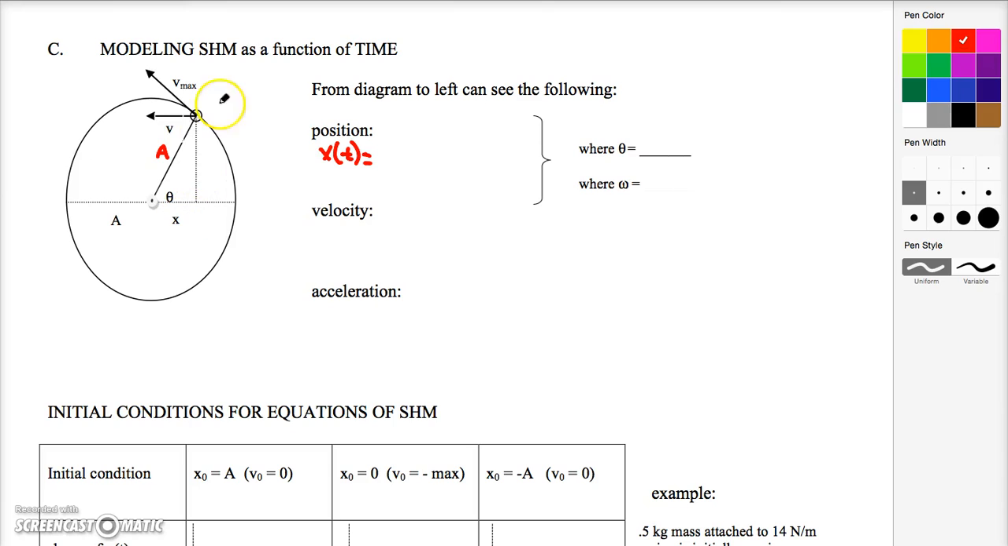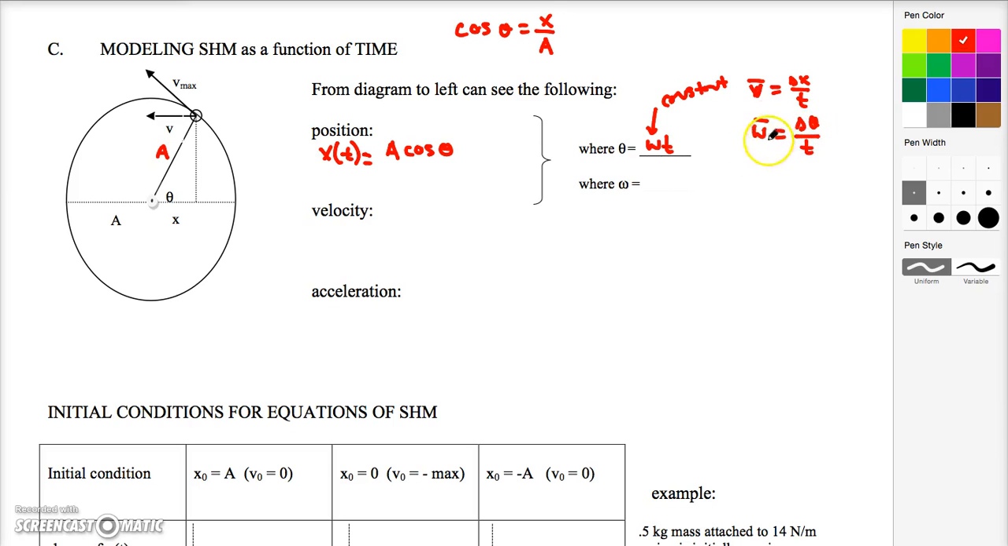So if we have cosine of θ equaling x over A, then x is equal to A cosine θ. But now the question is, what is θ? Well, θ, if you remember, is our angular displacement, and angular displacement is equal to the angular velocity times time. We're making the assumption that this is constant. Basically this is a rewrite of, we know v bar equals Δx over t, so we know ω bar is equal to Δθ over t. So essentially what we're doing is solving for θ.